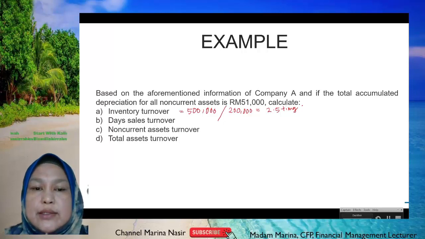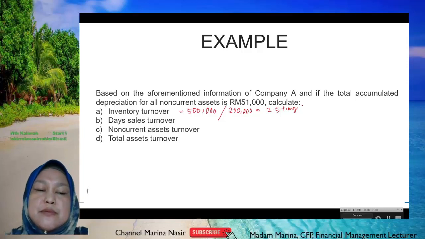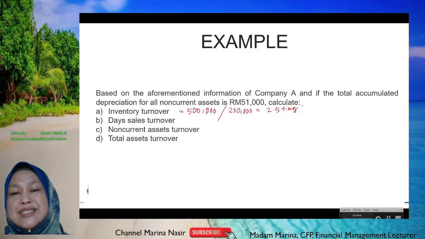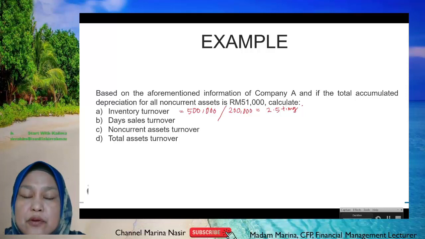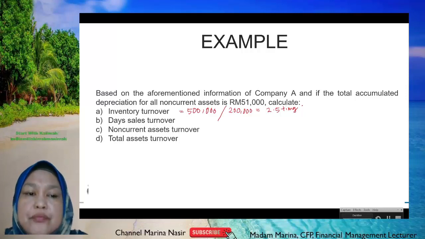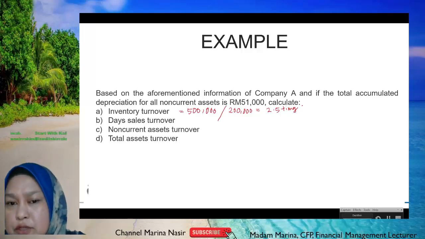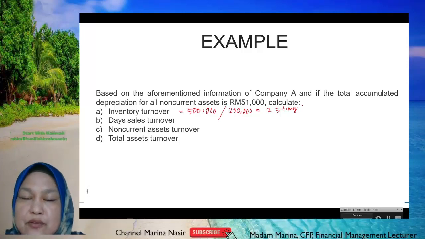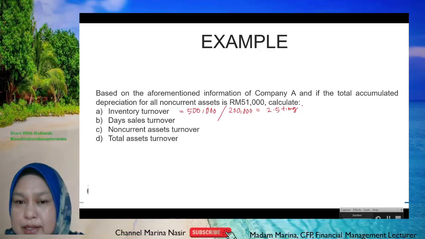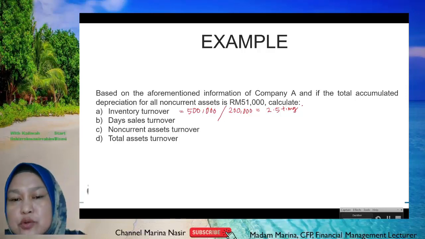What does this mean? 2.5 times means that the speed of inventory. Maksudnya kelajuan inventory tu to convert to the sales. How long our inventory can convert to sales? Berapa lama kita punya inventory boleh bertukar kepada jualan? So sebanyak 2.5 kali.